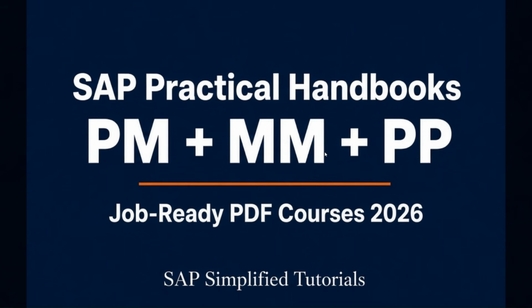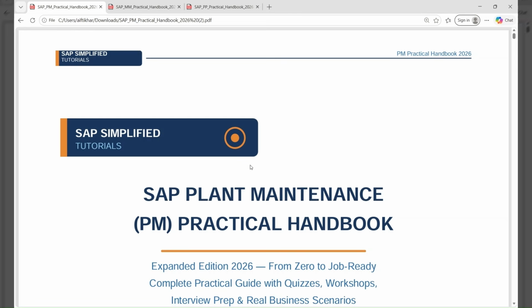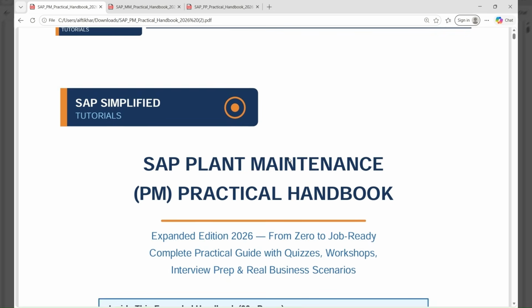Today I have something very useful for all of you. I have created 3 practical handbooks for the most important SAP modules. SAP Plant Maintenance, PM. SAP Materials Management, MM. SAP Production Planning, PP. These are not ordinary notes. These are complete practical guides designed to make you job ready. In this video, I will show you what is inside each handbook, so you can clearly understand which one will help you the most. First, let's talk about the SAP PM Practical Handbook.